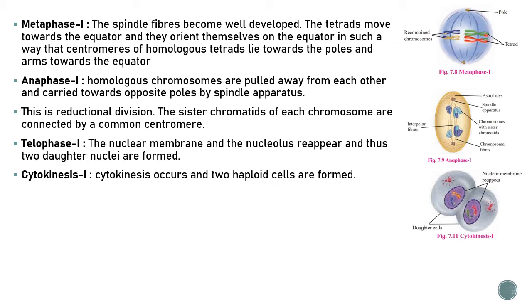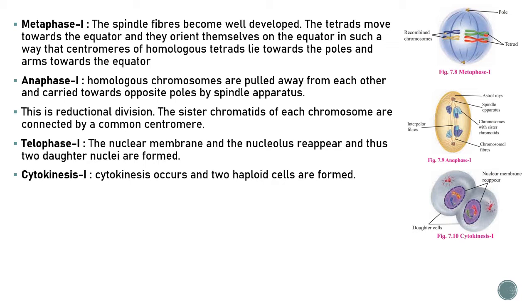In meiosis first, the two sister chromatids of each chromosome do not separate. This is reductional division. The sister chromatids of each chromosome are connected by a common centromere. Both sister chromatids of each chromosome are now different in terms of genetic content, as one of them has undergone recombination.